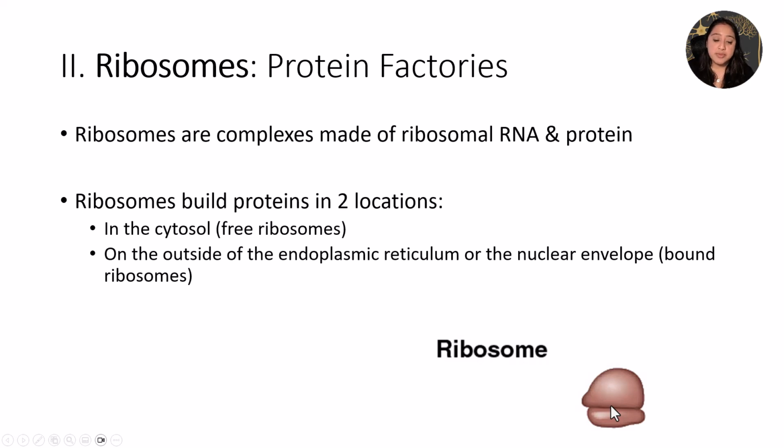Ribosomes can be free-floating in the cytosol, and we would call those free ribosomes, or they can be stuck onto other organelles. They could be stuck onto the outside of the endoplasmic reticulum, which we'll talk about in a couple slides, or on the nuclear envelope, as we saw. Then these are referred to as bound ribosomes. They're bound to something.